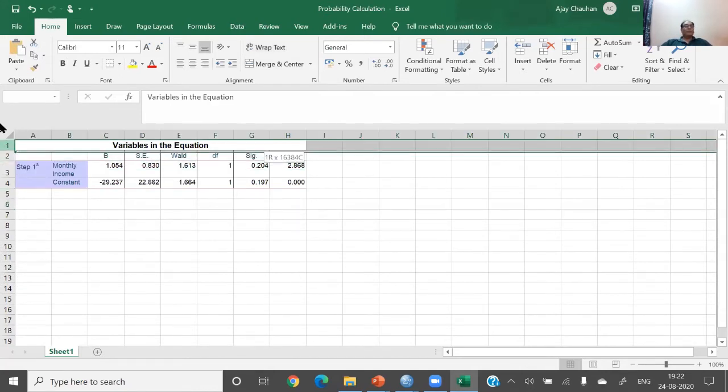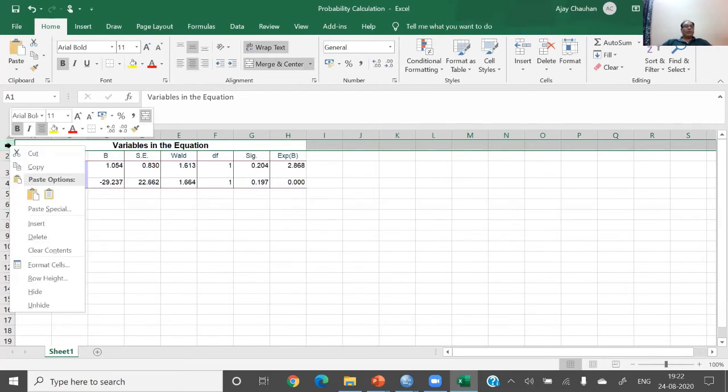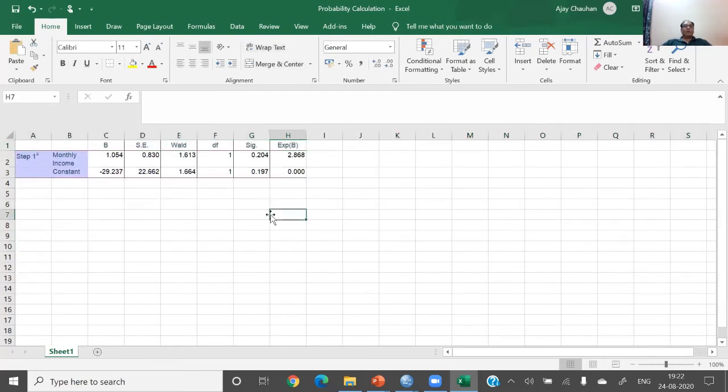I hope you can see the Excel file. Just try to find out what I'm doing. Now I'm doing some of the calculation. Please see carefully. This is the most crucial part.